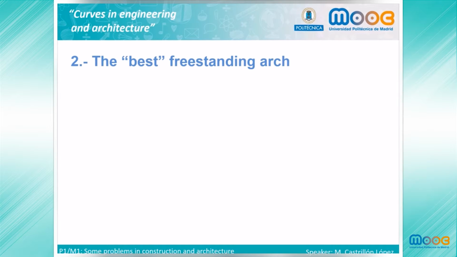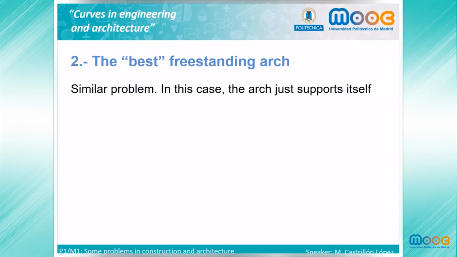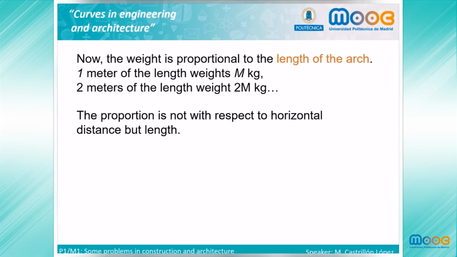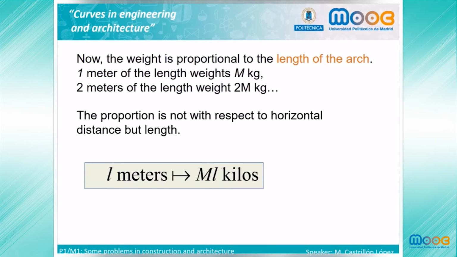The second problem, the best freestanding arc. This is a very similar problem. In this case, the arc just supports itself. It does not have any construction above it. Now, the weight is proportional to the length of the arc, that is, 1 meter of the length weighs m kilos. 2 meters will weigh 2m kilos. But the proportion is not with respect to the horizontal distance, but the length. And in general, L meters of the length will weigh mL kilos. In the image you have what the length means, is the length of the arc.